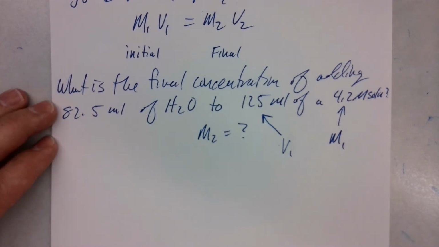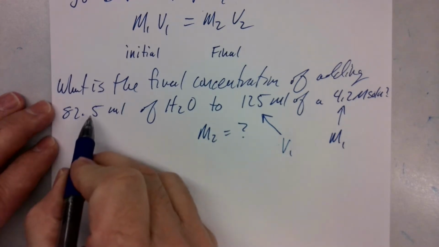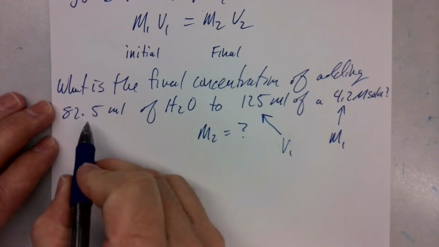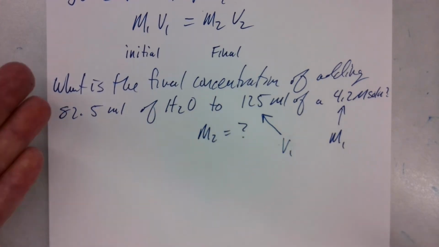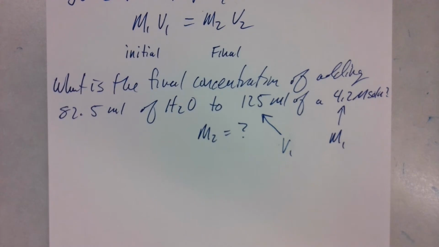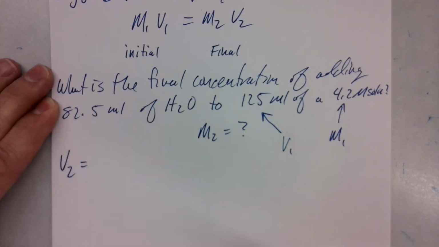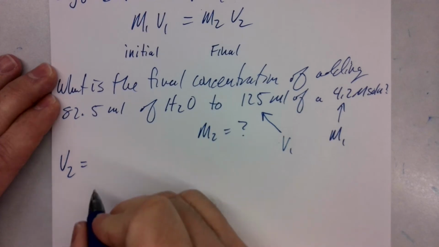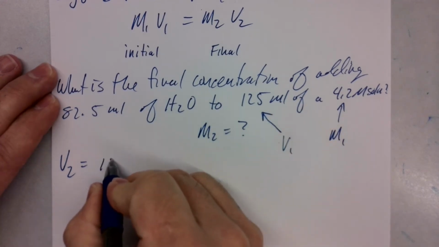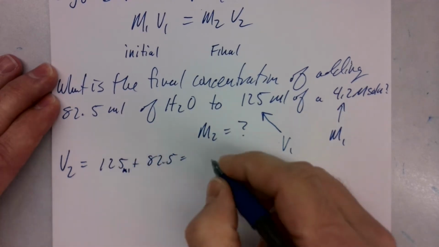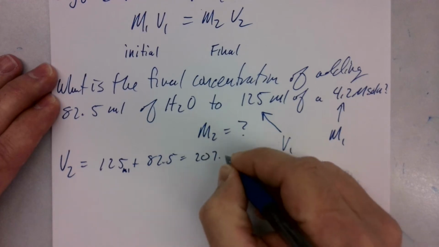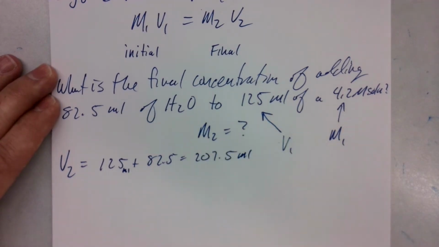Now I still need a V2, right? And a lot of people say, well, it's obvious this is my other volume. No, it's not. That is not my V2, because you're adding it. Understand, most of the time they'll give you your V2. In this case, I'm adding water, so I need to find my V2. My V2 is going to be what I started with, my 125 plus my 82.5, which gives me 207.5 milliliters, right?